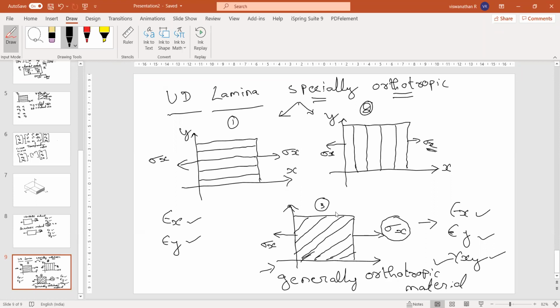Okay, so do you get this difference? Do you understand when I say extensional stress? Extension, okay, you're just pulling in that direction. Extensional stress. Shear strain you're getting in this generally orthotropic for extensional stress itself. Okay, fine. Any doubts in this so far? Any doubts? No, sir. Okay.